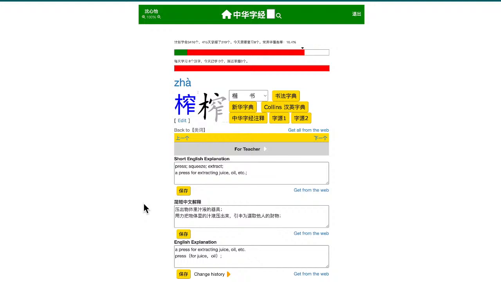Today's first character is 榨. So this 榨 means press, squeeze, extract. Okay, so it could be a verb. It could also be a noun, which means the machine or the tool, a press for extracting juice, oil, etc.